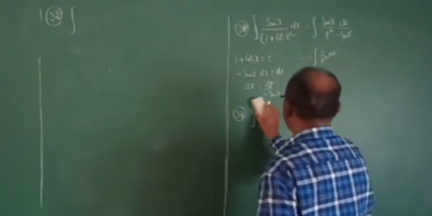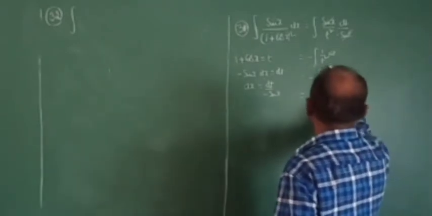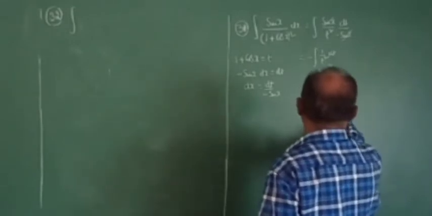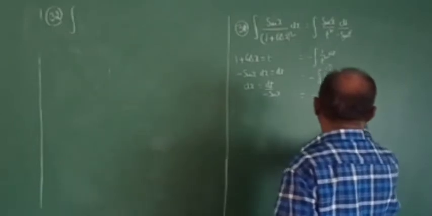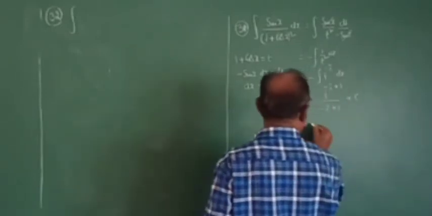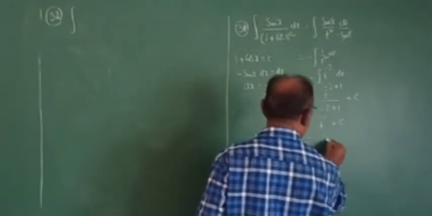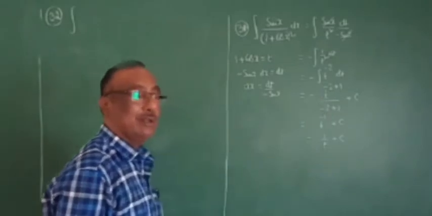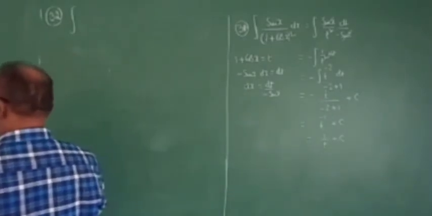Everyone write down. Integral of t power of minus 2 into dt. So minus t power of minus 2 plus 1 by minus 2 plus 1 plus c. So minus minus cancel, t power of minus 1 plus c. Therefore 1 by t plus c is the 31st problem. T means write down 1 plus cos x.